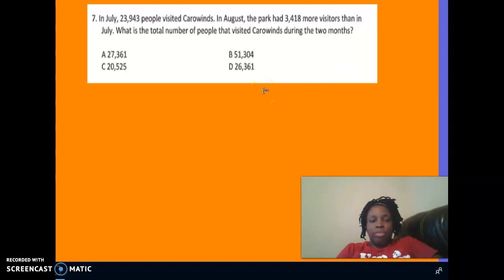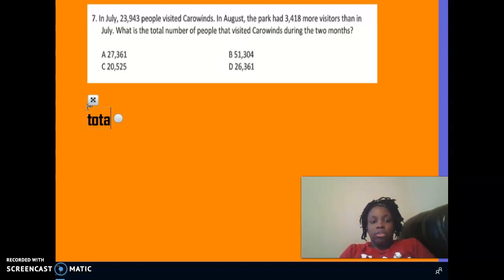In July, 23,943 people visited Killings. In August, the park had 3,418 more visitors than in July. What's the total number of people that visited Killings during the 2 months? All right. So, what keyword stands out that tells me I need to add, subtract, multiply, or divide?